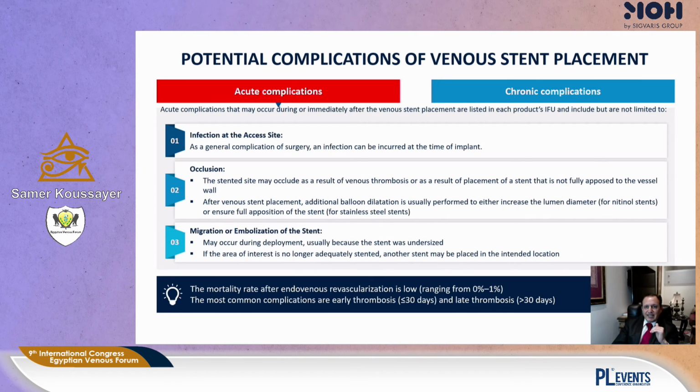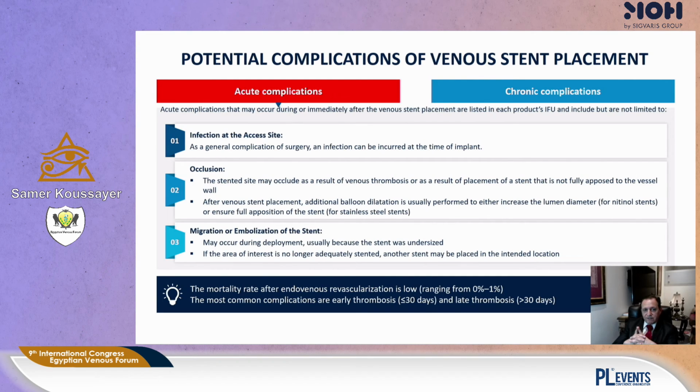The potential complications of venous stent: you have an acute complication, which may occur during or immediately after the venous stent placement, like infection at the access site, or occlusion as a result of venous thrombosis, or as a result of placing a stent that's not fully apposed to the vessel wall or not fully expanded, which could happen after venous stent placement. Additional dilatation is usually performed to be sure that the stent is completely open for a nitinol stent, or to ensure apposition of the stent if you use a stainless steel stent. Migration or embolization of the stent happens if you undersize the stent.